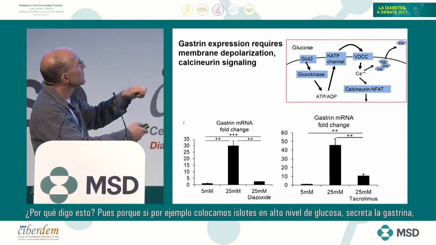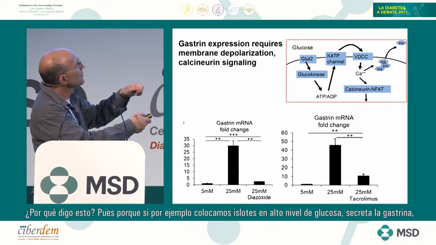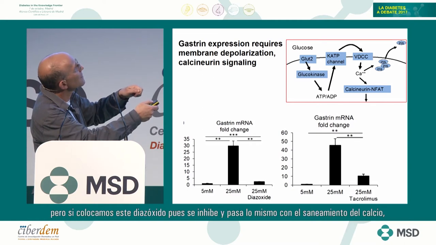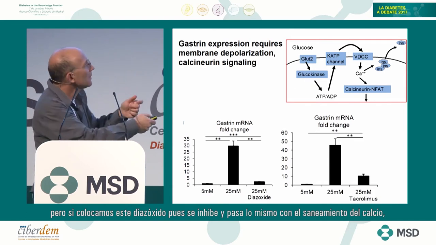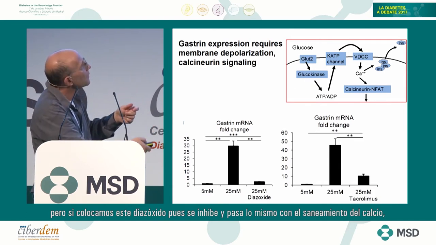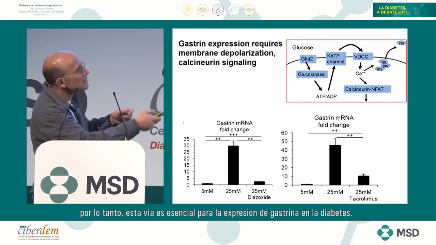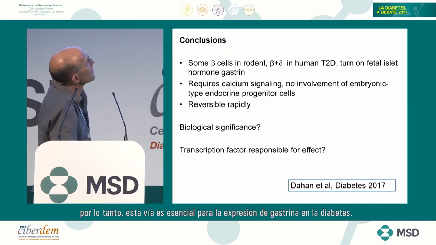Why do I say that? Because if, for example, you put islets in high glucose, gastrin is induced. But if you do that in the presence of diazoxide, which prevents the closure of this KATP channel, the opposite of glibenclamide, this is prevented. And the same is true for calcium signaling. So this pathway is essential for gastrin expression in diabetes.